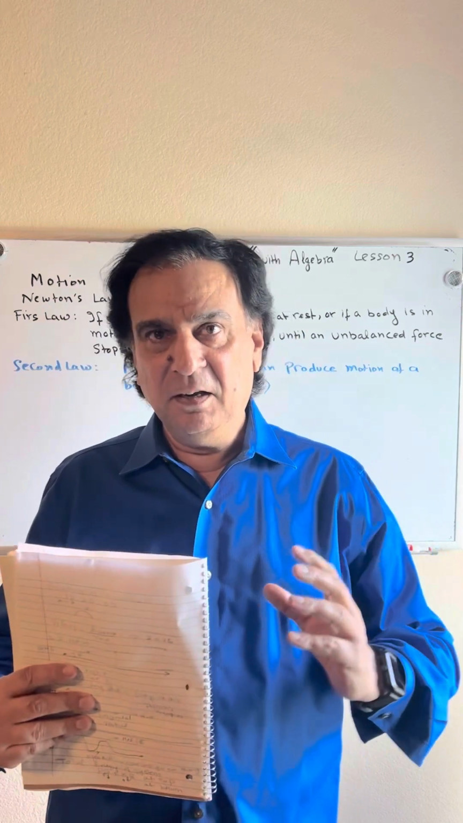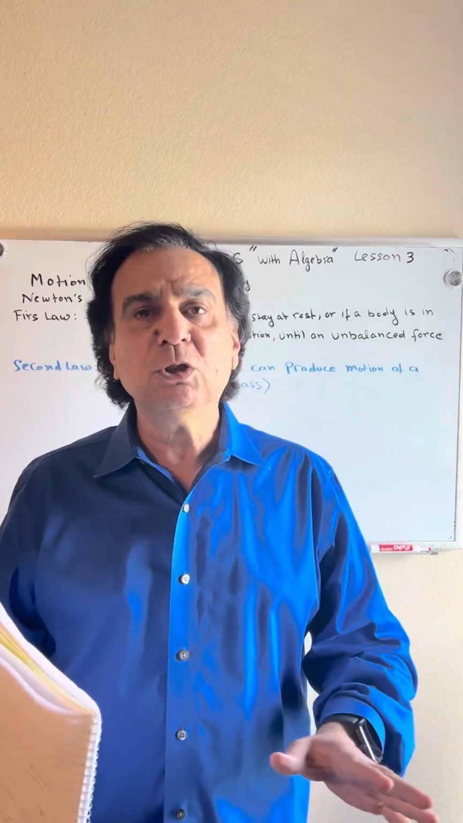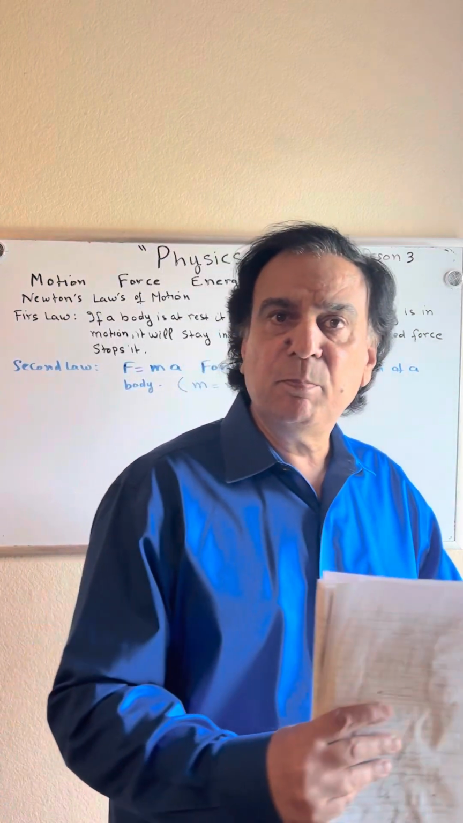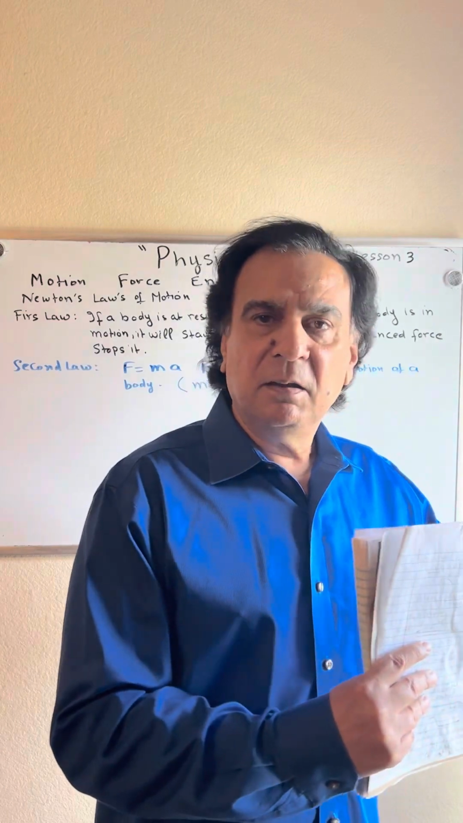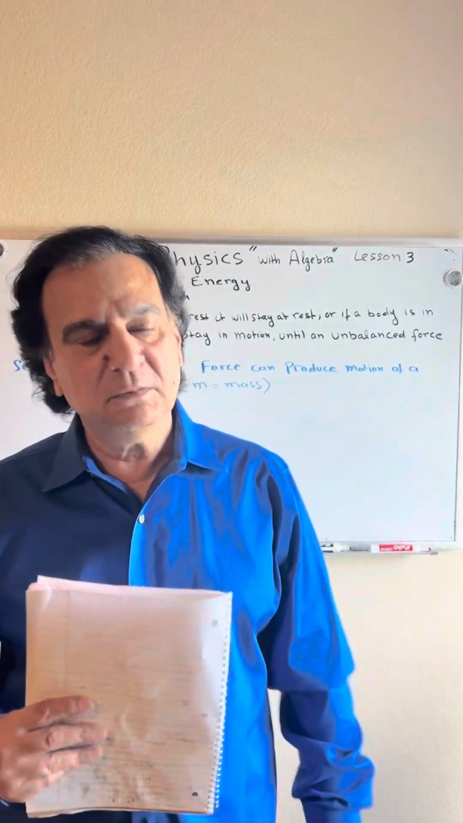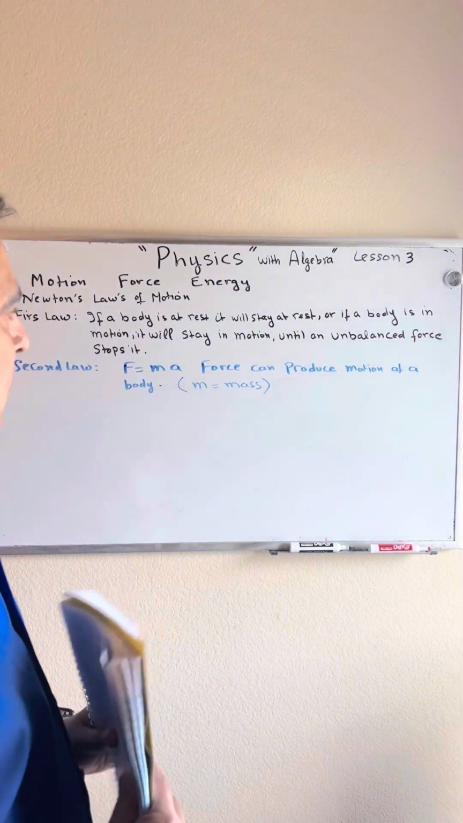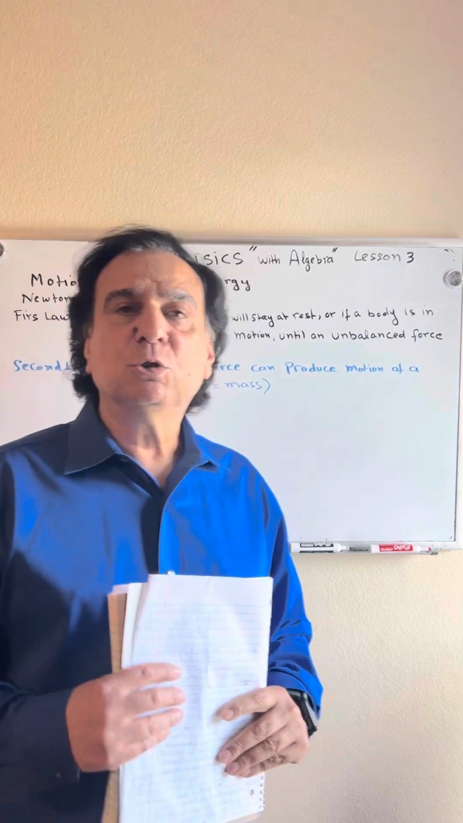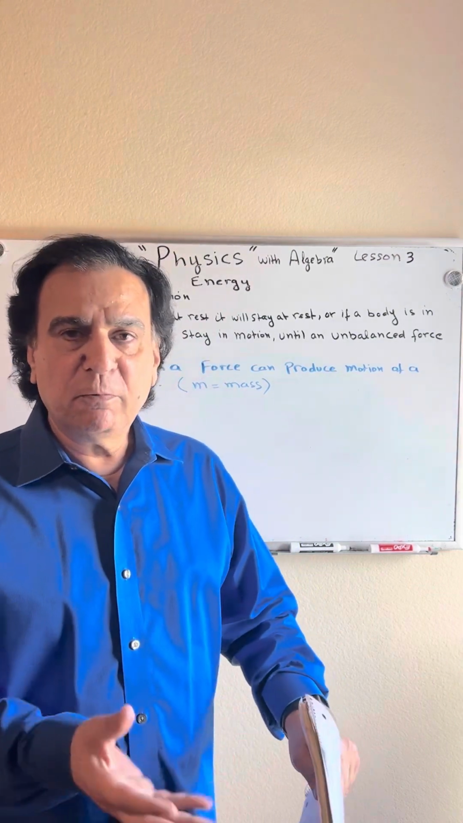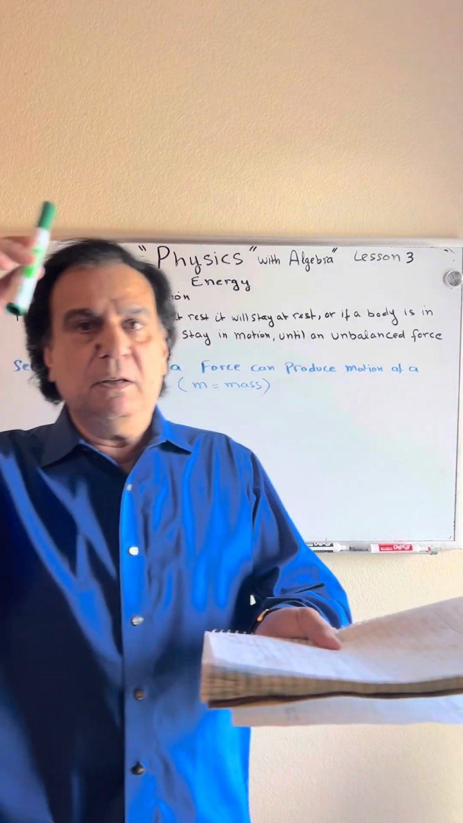So again, if a body is at rest, it should stay at rest. If a body is in motion, it will keep rolling until and unless an external force stops it. That's the first law of motion. Second law of motion. Basically, the second law of motion says that if you apply a force to an object, let's say I have an object right here, this pen right here.